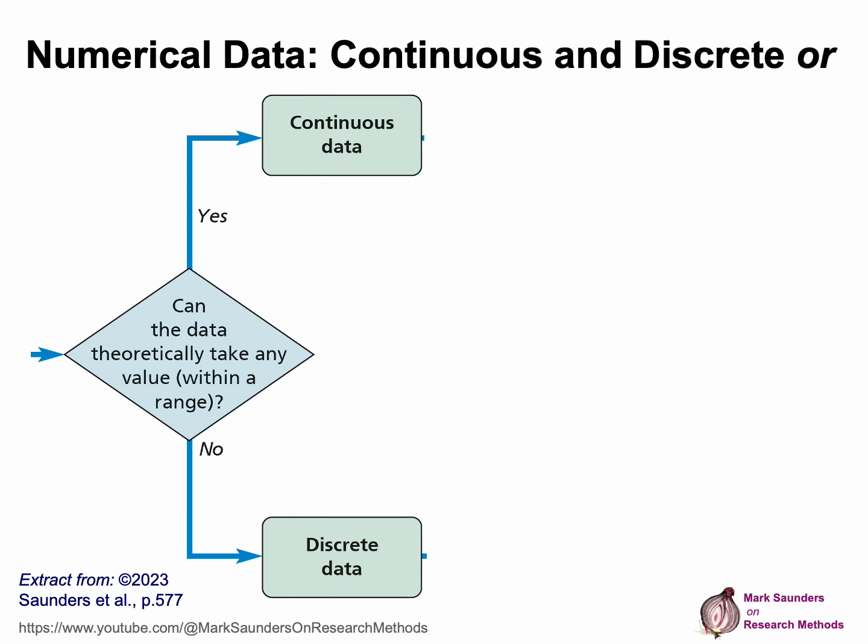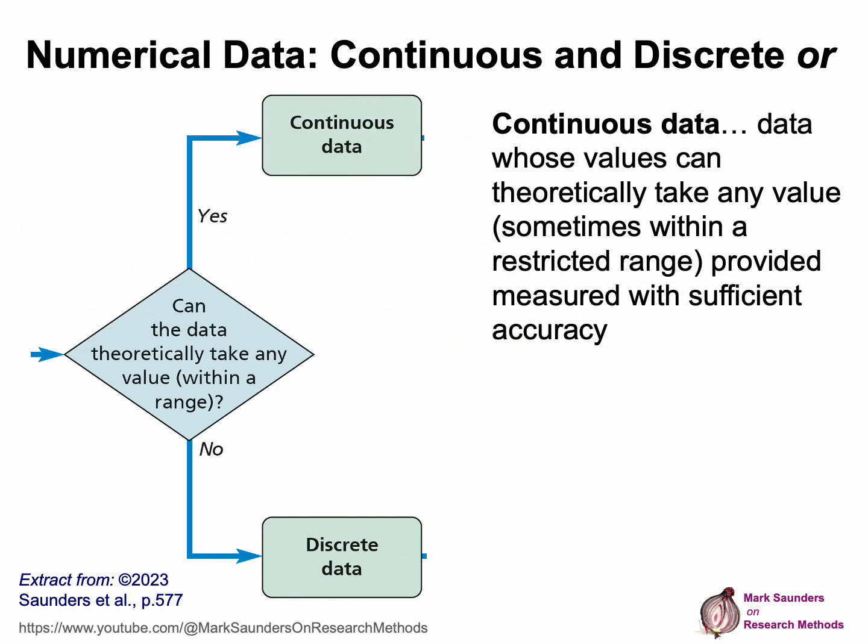We're now going to look at the first way of classifying numerical data. This is by responding to the question, can the data theoretically take any value, often within a given range? If the answer to this is yes, we have continuous data. Continuous data are data whose values can theoretically take any value, sometimes within a restricted range, provided we measure them with sufficient accuracy.